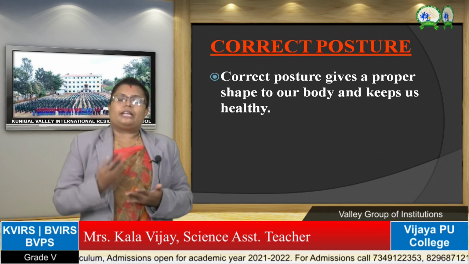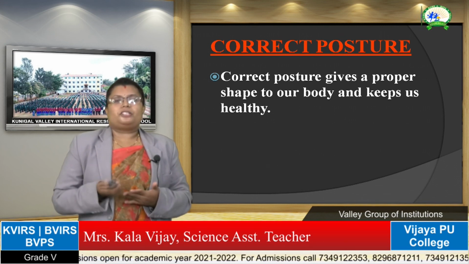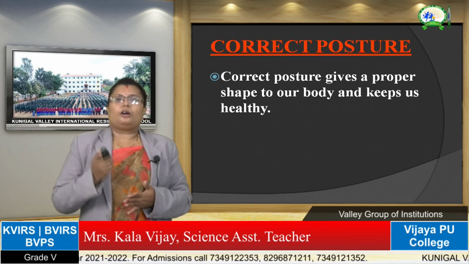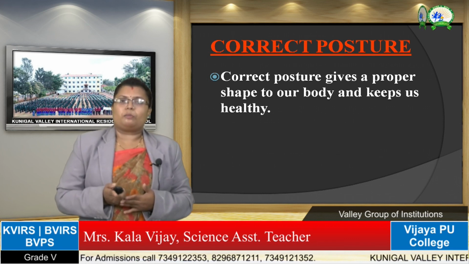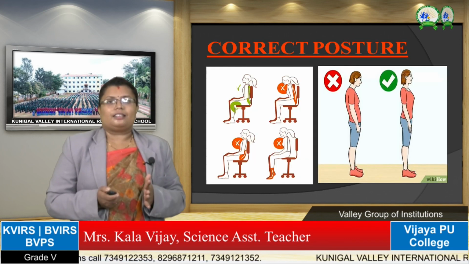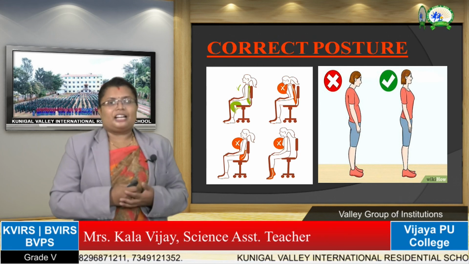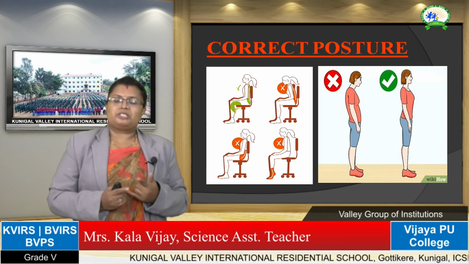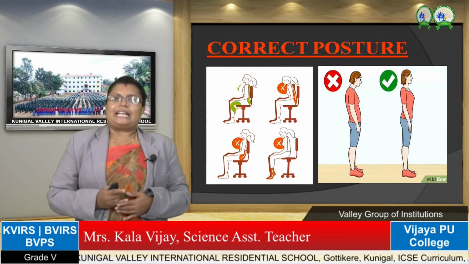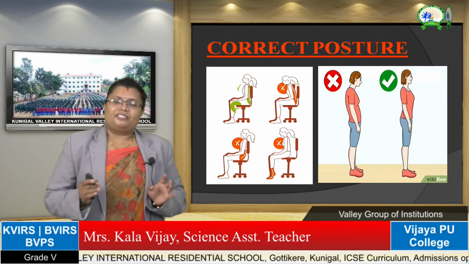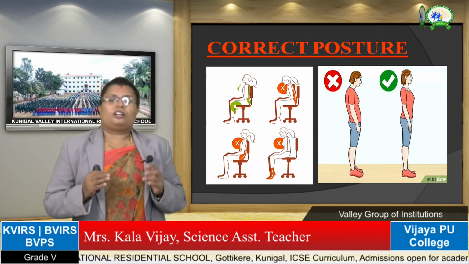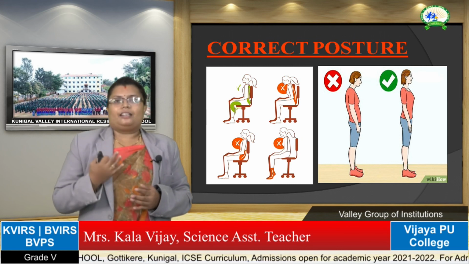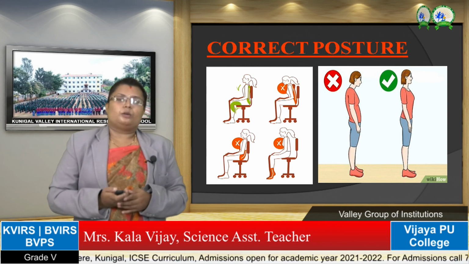The importance of correct posture is that it gives a proper shape to your body and keeps us healthy. For the shape of your body to be proper, you have to sit and stand straight in the manner shown in the picture, children. While sitting, you have to keep your backbone straight, and while standing, you should not stand loosely, so that your muscles and bones are not in a relaxed position. So you have to be erect. By sitting and standing erect, you can maintain a correct posture.